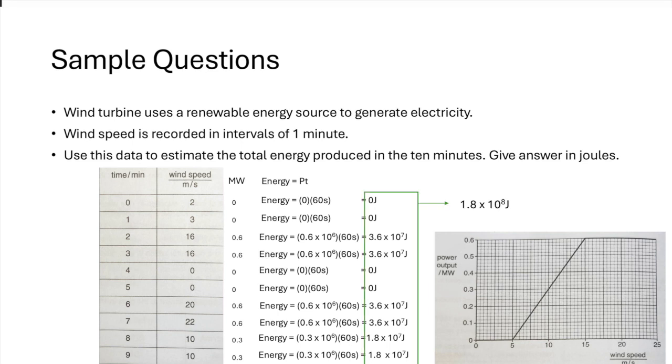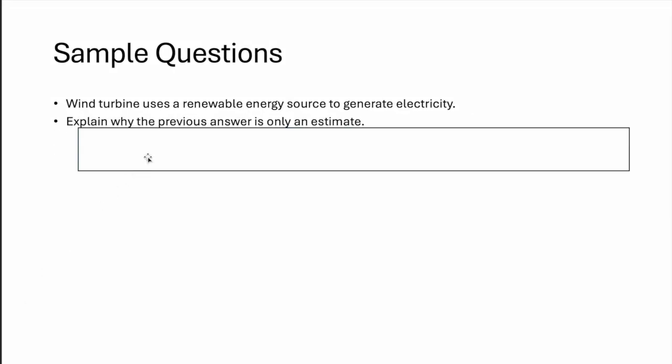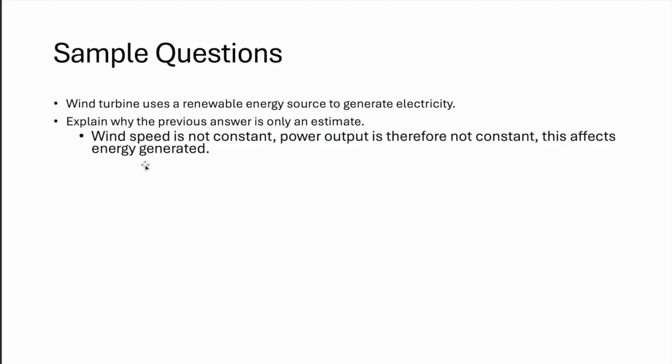Explain why it is only an estimate. It's because it's not a constant thing. Wind speed is not constant and does not give such absolute values. So power output is not constant, and energy generated is also not constant.